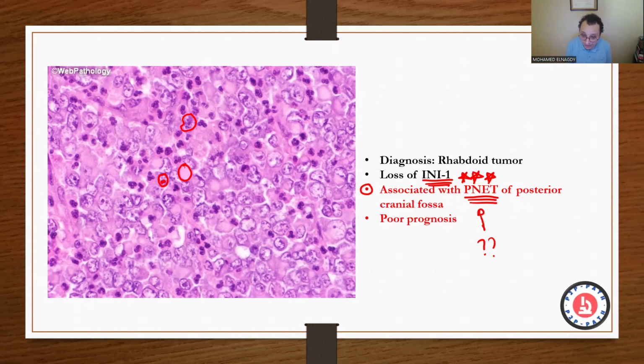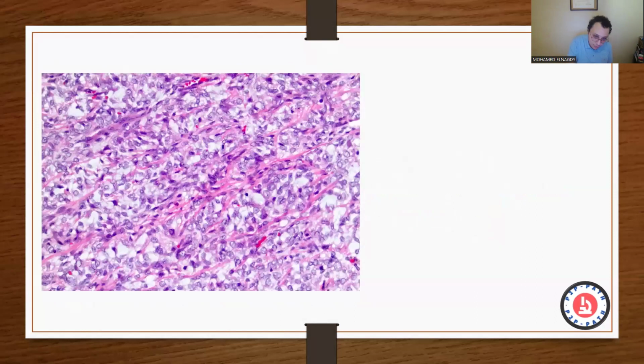So it's PNET, and we will talk about PNET. It's one of the posterior fossa tumors, or the posterior cranial fossa tumors. We always say that when you have a posterior cranial fossa tumor in a pediatric patient in the brain, it's either medulloblastoma or PNET. So you need to see under the microscope which one it is. It has a poor prognosis, rhabdoid, of course.